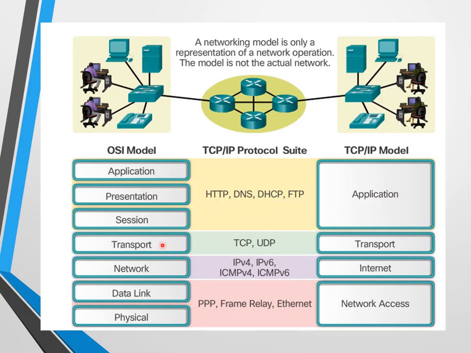After that come the transport layer protocols, which are TCP and UDP, and then the network layer protocols: IP version 4, IP version 6, ICMP version 4 and ICMP version 6. Then we have the data link layer, or physical lower-lying layers, with protocols called PPP, Frame Relay and Ethernet.